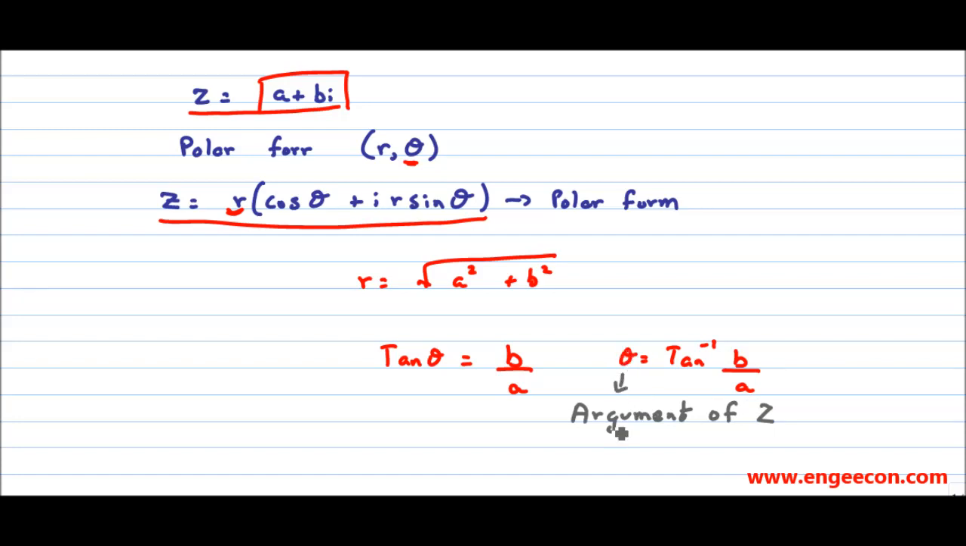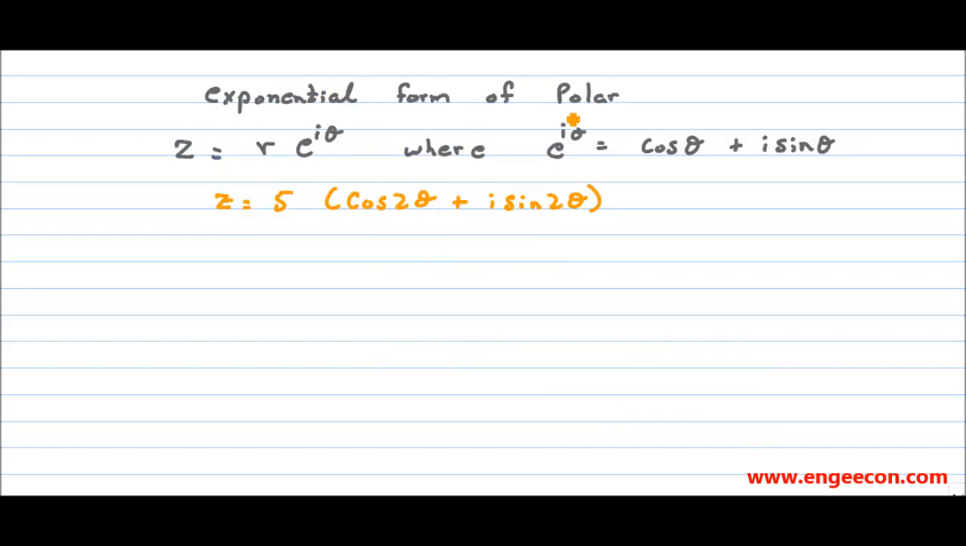Actually, this theta is called the argument of the complex number. Exponential form of polar: if we have a complex number in its polar form, this polar form can be written in its exponential form as z is equal to r e to the power i theta.